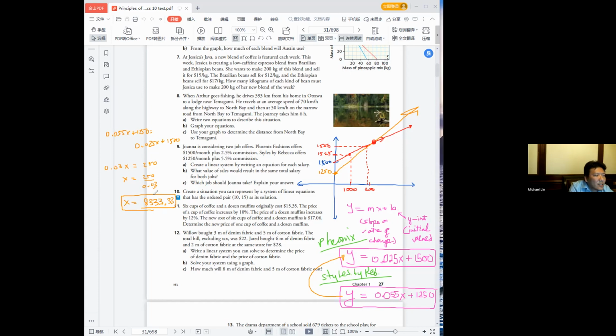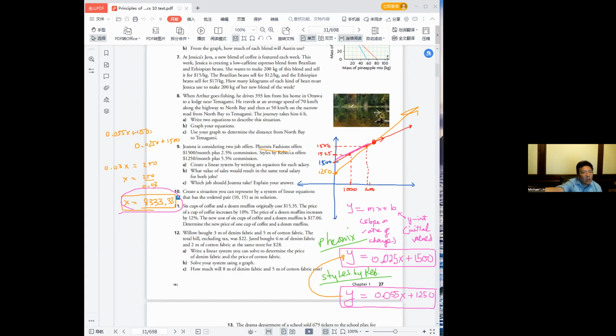Okay, so you can see that the two of them are going to pay you exactly the same amount of money if you manage to sell $8,333 in a month. So you should take the Phoenix fashions if you sell less than this amount. If you sell less than $8,333, you should go ahead and take Phoenix fashion because as you can see here, this red line is higher than this pink one, right? But not pink one, orange one.